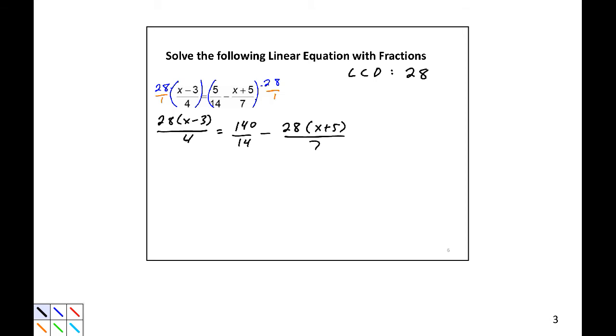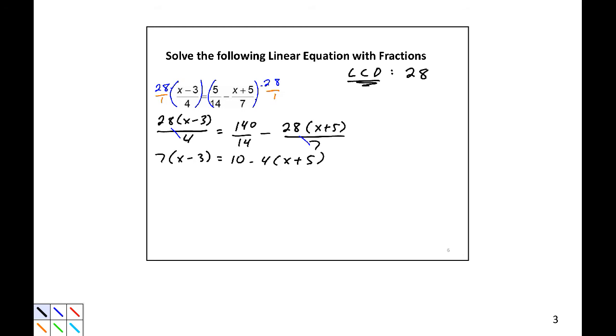Now, I'm going to reduce everything. The point of using the least common denominator is that all of my fractions will reduce. So, on the left side, the first of these, I'm going to divide 28 by 4, so that is 7. So 7 times (x minus 3). 140 divided by 14 is 10. And here I'm going to divide 28 by 7. So that's minus 4 times (x plus 5).